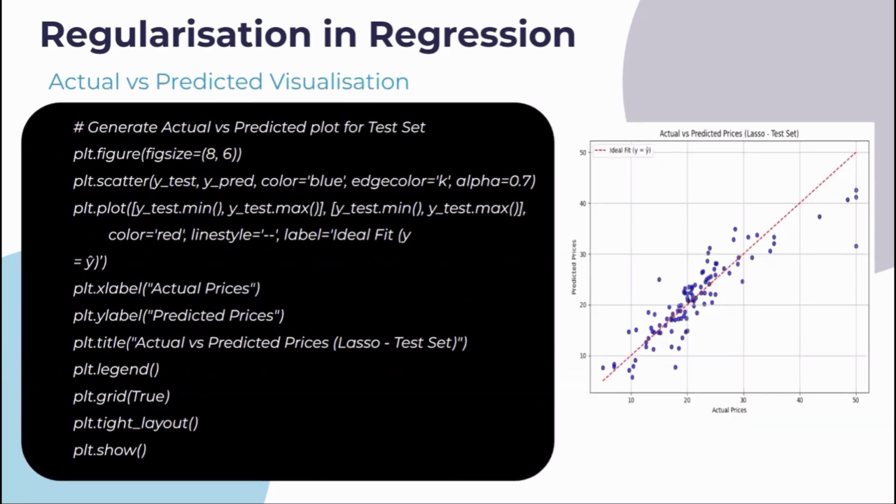Then get the actual versus predicted plots, right? For what? For test sets. Which model is this? It's lasso, right? Lasso test set. They are getting it on that. So I may have to use this y_test for lasso for getting this.